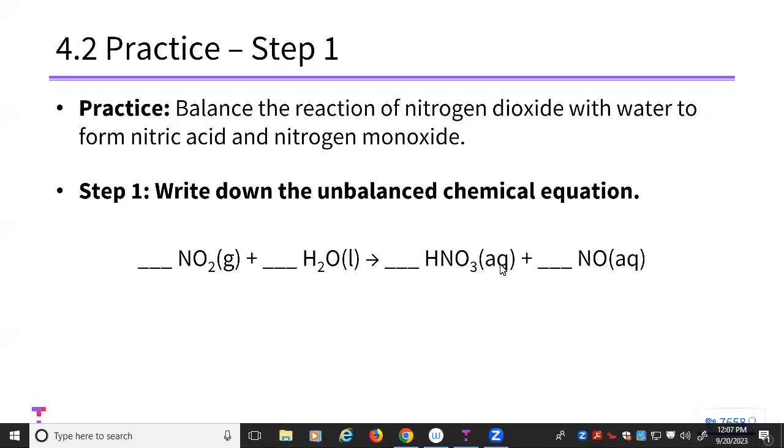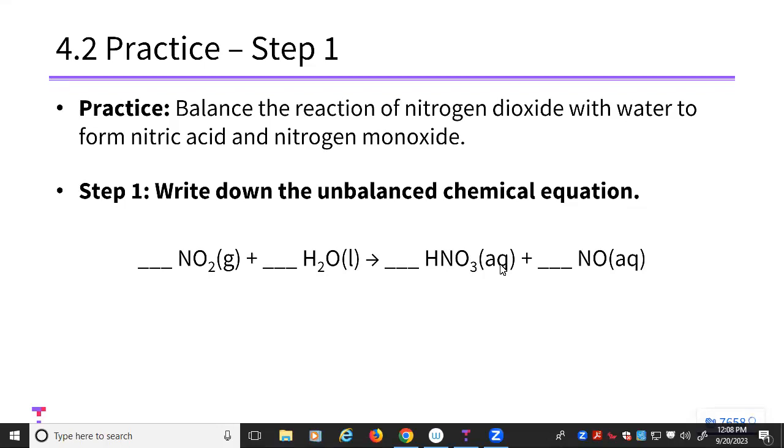For those of you that went through the skill builder, you've seen some of this already. This will be a good review. But once we get through this balancing piece, then I'll get into talking to you about how we use balanced equations to drive calculations.